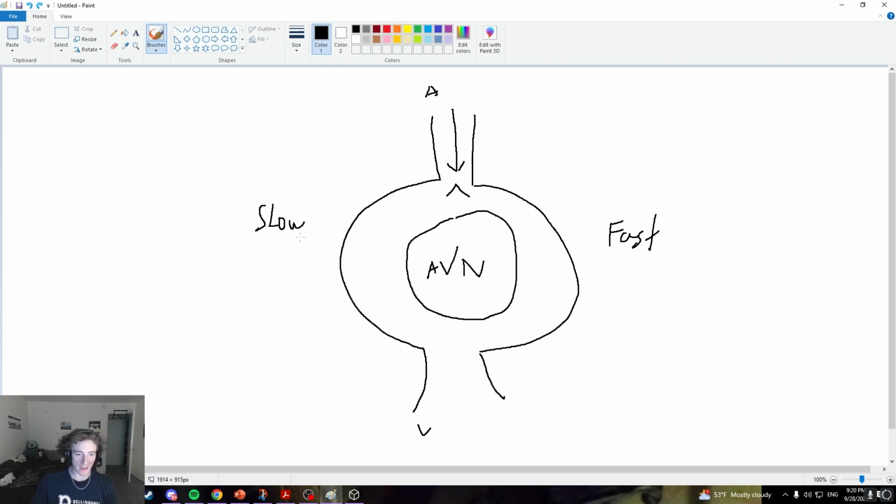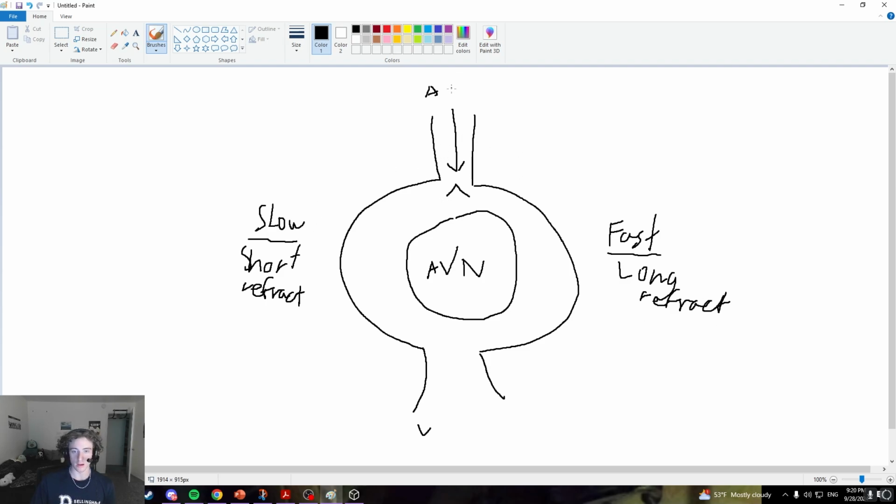Well, the slow pathway actually has a very short refractory period. So I'll just write that in. Short refractory period. And this is a long refractory period. Yeah, let's go with that. So the slow pathway has a very short refractory period, and the fast pathway has a long refractory period.